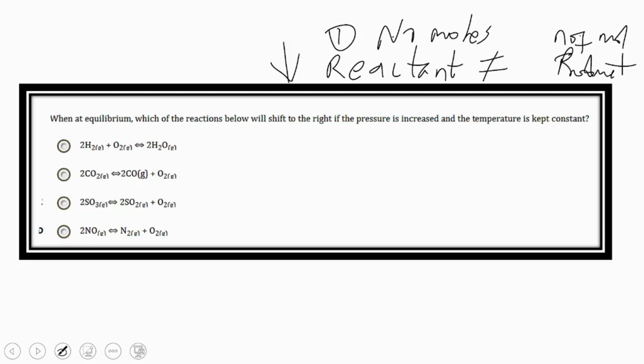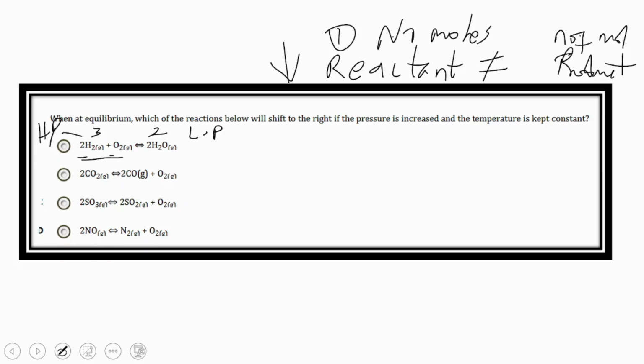Now, the side with the highest number of moles would experience high pressure, while the side with the lowest number of moles will experience what? Low pressure. Let's take this for example. There are 3 moles of gases on this side, that is 2 plus 1, while here we have just 2 moles of gases. So this side experiences high pressure, while this side is automatically experiencing low pressure.